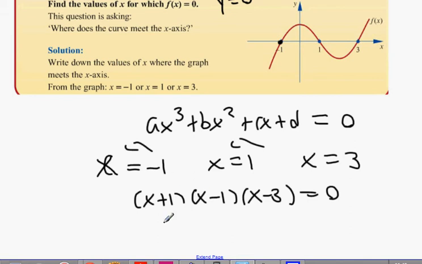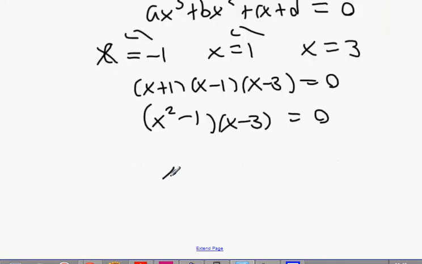Now look at one other step. I'm going to multiply these out. I'm going to get (x squared minus 1)(x minus 3). Now, look what happens here. We're going to get x cubed minus 3x squared minus 1x plus 3 equals 0. Now I want you to see this could be the function. Do you understand what I'm saying? This could be the function.